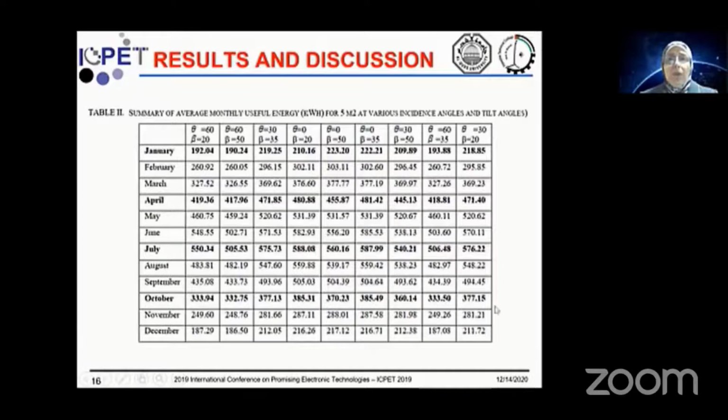This is the output of the analysis, and this shows all the months of the year corresponding to different combinations of theta and beta. And we use January to represent winter, April to represent spring, July to represent summer, and October to represent autumn.